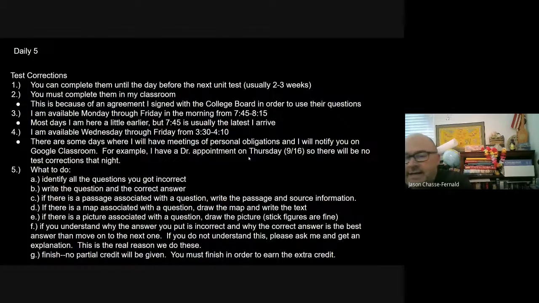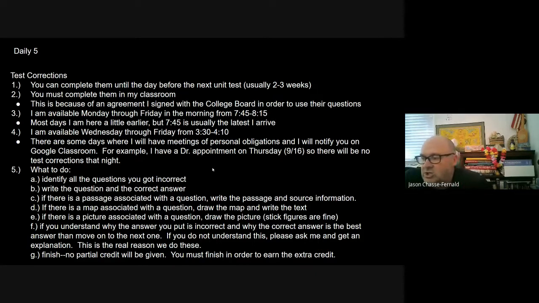So our daily five today isn't really any questions. We had our first unit test yesterday, so I just wanted to go through what the scores are and test corrections and whatnot. So first off, the grade that is in your grade book already has a little curve to it. When you get your scantrons back, you'll see what your raw percentage is, but they are already curved, at least to a degree.